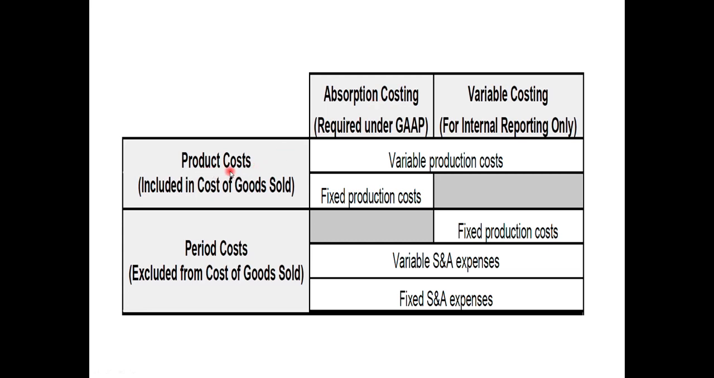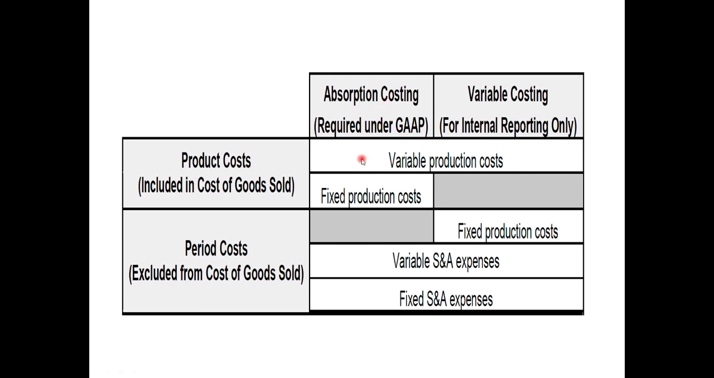Under absorption costing, product costs included in cost of goods sold are all variable production costs plus all fixed production costs. However, in variable costing, for internal reporting only, product costs consist of variable production costs only. Variable production costs means direct material, direct labor, and variable manufacturing overhead.